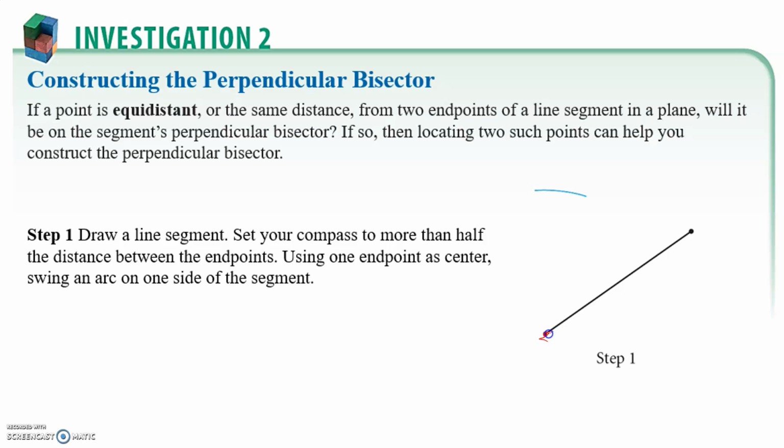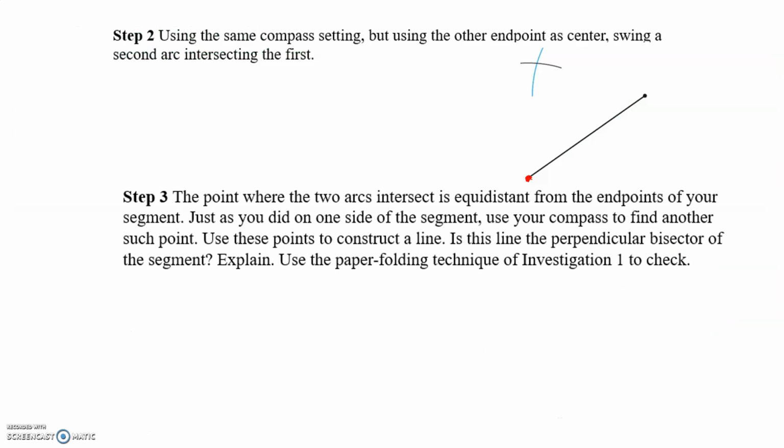So they go from here over to here. Set your compass to more than half the distance between the endpoints, and using one endpoint as a center, so they stabbed in here, swing an arc on one side of the segment. Then it says, stab in at the other endpoint, and with the same opening, create another arc. The point where the 2 arcs intersect is the same distance, equidistant, from the endpoints of your segment.